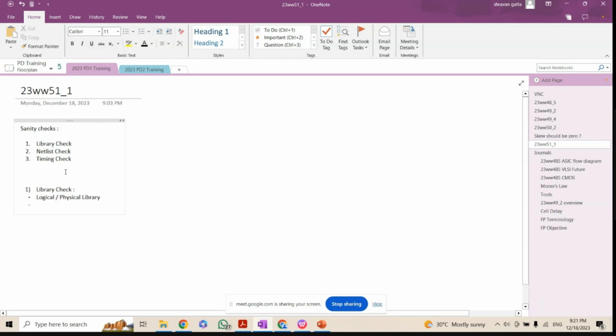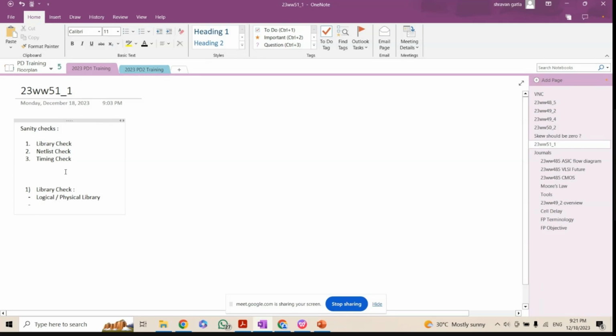So guys, I think I should tell what the driver and receiver are here. The cell which drives another cell is the driver. In this case, these are the drivers. Remember this, because these two cells are driving some other cell. This is the receiver, and these are the drivers.